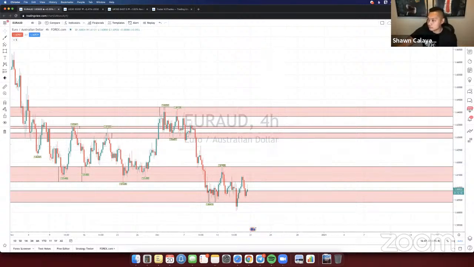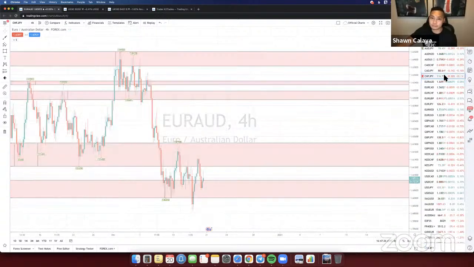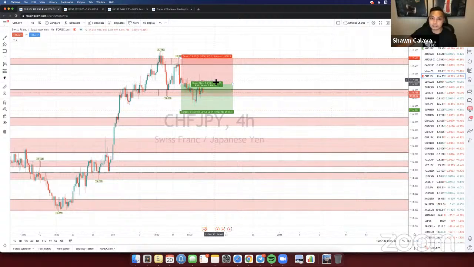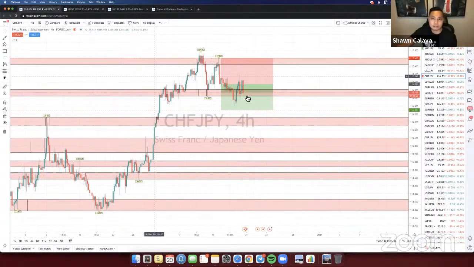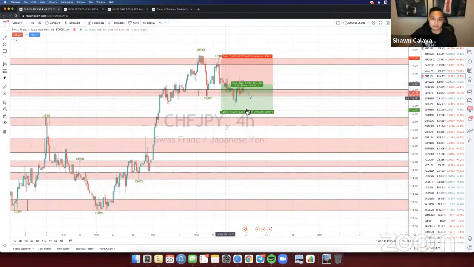Business paying said CHF JPY is going back up. Let me look at CHF JPY real quick. It doesn't look like it at all, Business paying. I'm not sure what you see here, but this is a strong bearish candle. If price breaks this structure, it's going to continue down further.